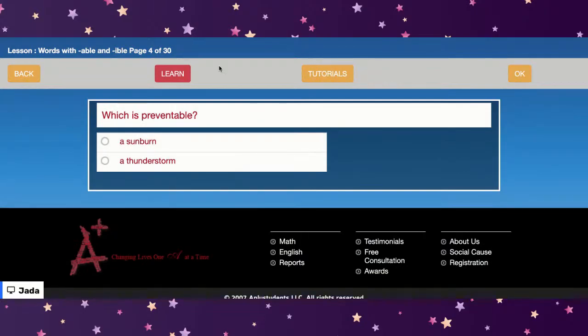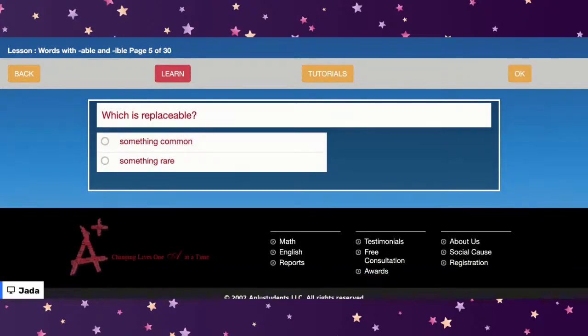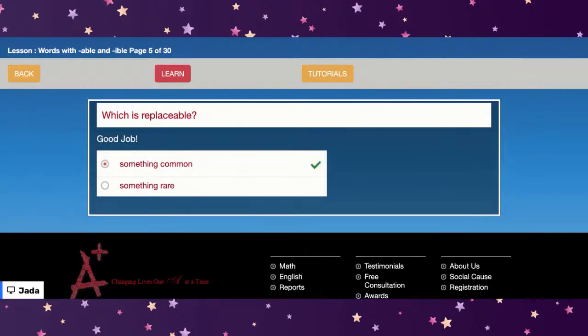Which is preventable, a sunburn or a thunderstorm? We cannot prevent a thunderstorm, but we can prevent a sunburn by putting on sunscreen, right? Which is replaceable, something common or something rare? Something rare you cannot replace, but something common, okay. It's just like replacing a chocolate for your siblings, you know? Okay.